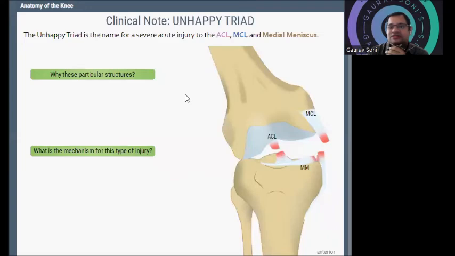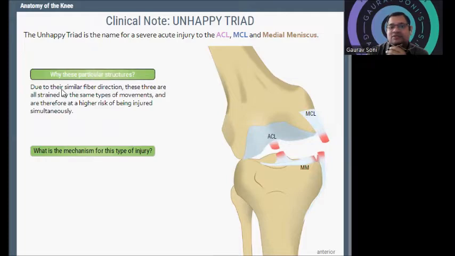So there is a specific clinical point known as the unhappy triad. It is named for the severe acute injury of the ACL, MCL and medial meniscus. ACL means anterior cruciate ligament, MCL means medial collateral ligament, and MM means the medial meniscus. Why is this particular? Due to their similar fiber direction, these three are all strained by the same type of movement and therefore at higher risk of being injured simultaneously.